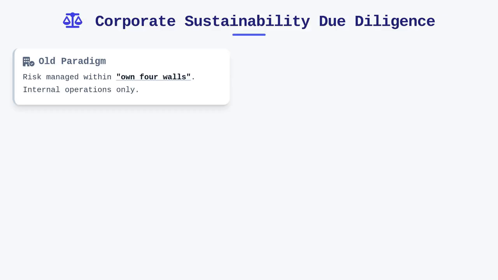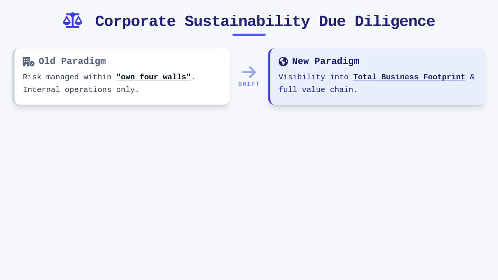The scope of these regulations often includes corporate sustainability due diligence directives, which compel organizations to take responsibility for environmental impacts deep within their value chains. It is not sufficient to manage risk within your own four walls anymore, as regulators are demanding visibility into the total footprint of an entity's business relationships.